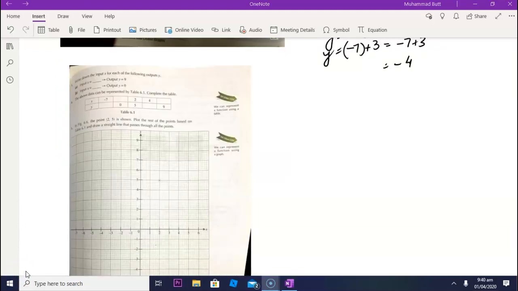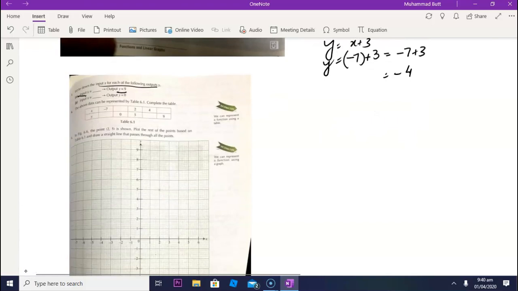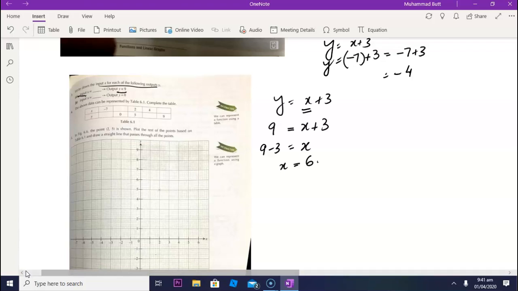Now question number 3 of the example: write down the input x for each of the following outputs y. In this question, you have to find out the input, whereas the output is given to you, using the same equation, y equals x plus 3. If we want to find x, we'll substitute the value of y over here. When y is 9, you are going to write x plus 3 equals 9. In order to find x, 3 will be shifted to the other side. It will be subtracted, and we can see that x is equal to 6. So when the output is given to you, you can do reverse calculation and find out the input.